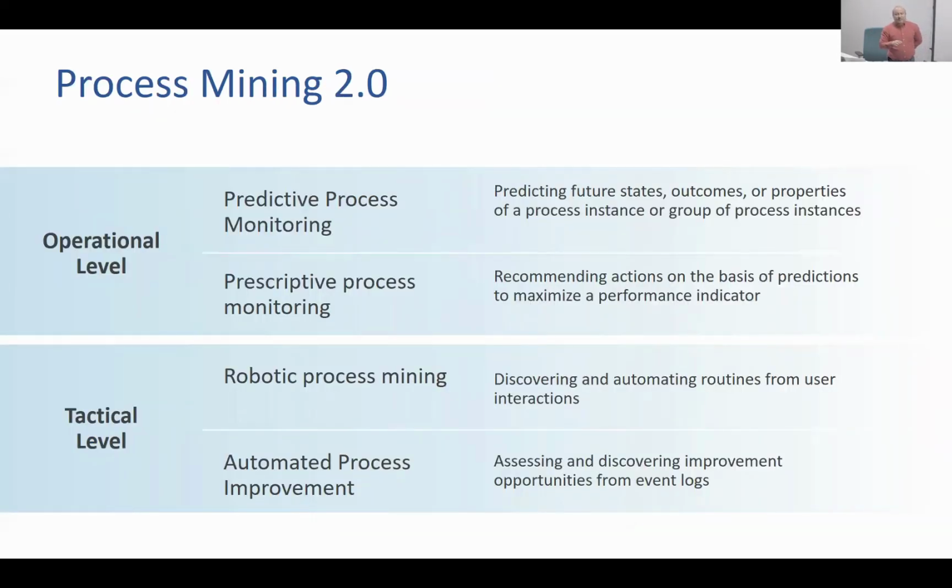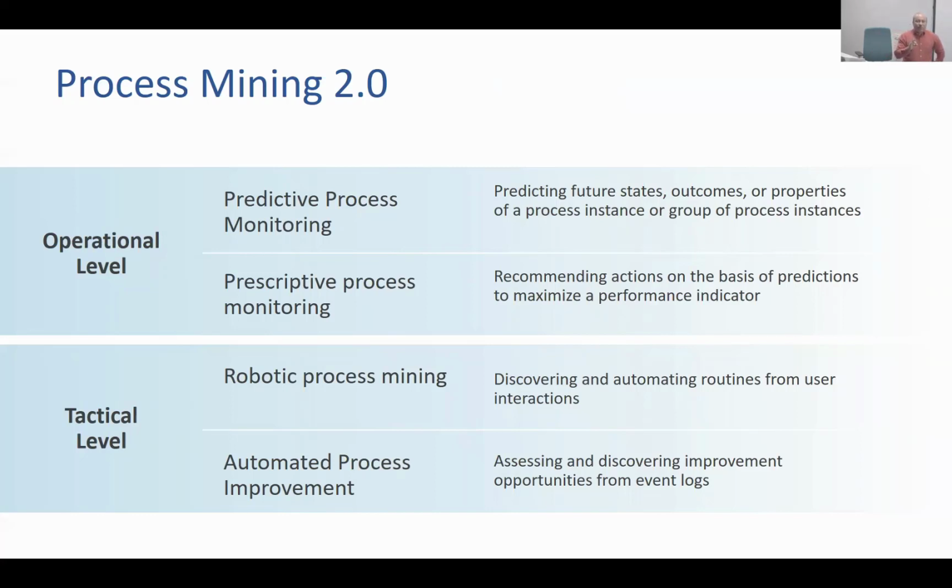Those techniques, which are still emerging and you will not necessarily always find out of the box in a tool, operate at 2 levels, at the operational level and at the tactical level. Every time you are doing an analytics project in a company, the first thing you need to understand is, are you doing something at the operational layer or at the tactical layer?